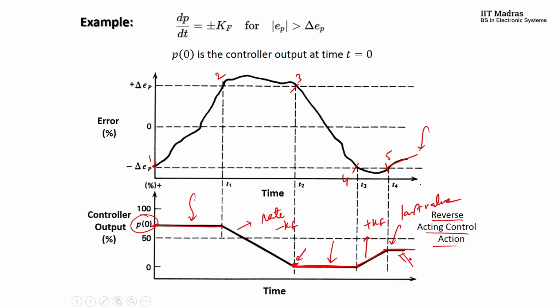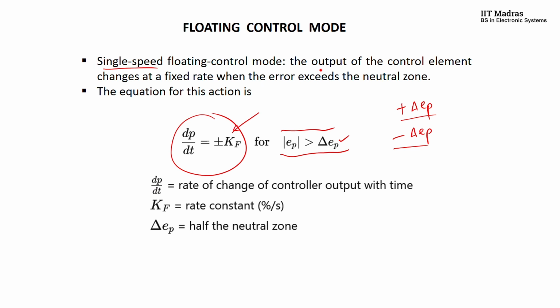Whenever you see that the error is within the band of plus delta EP to minus delta EP, the controller is holding on to the last value because of the governing equation of the controller, which is dp by dt is equal to plus or minus Kf. Alright. So this is the way this floating mode control works. So fundamentally, this is like a single speed floating mode controller.